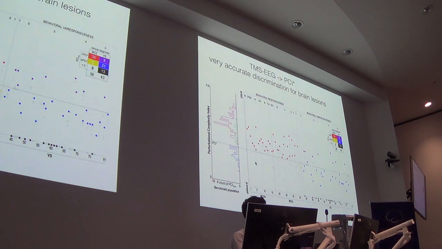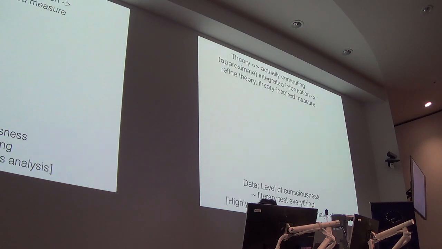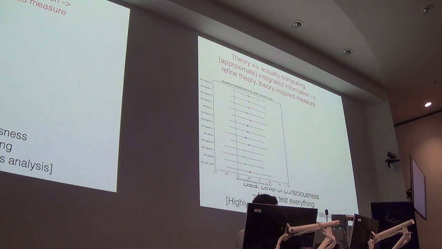So that's probably, I think, currently the best consciousness meter, but there are lots of difficulties, including technical ones and practicality. If you try to put EEG on these patients, it's not so easy, and even TMS plus EEG in a normal subject is really a mess, so it's really difficult. And also replication by other groups is not really done yet, I would say. So there is still lots of space to fill in this area, and I'll just mention one thing.